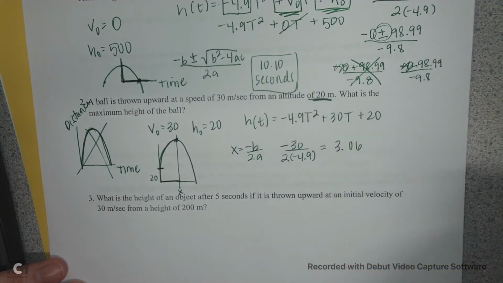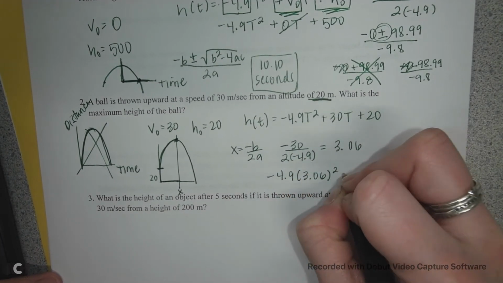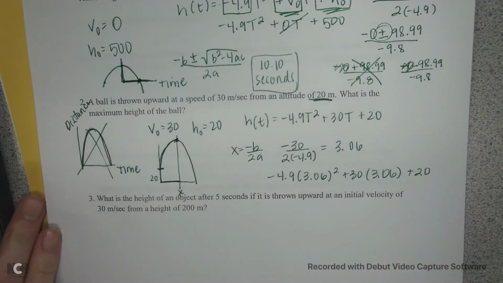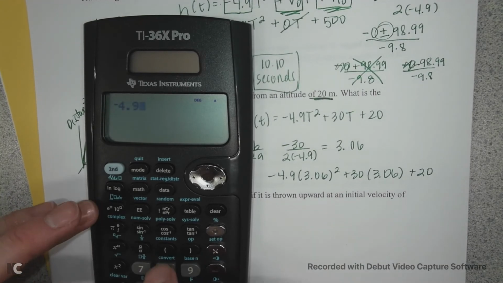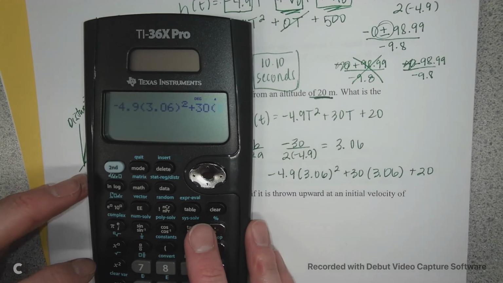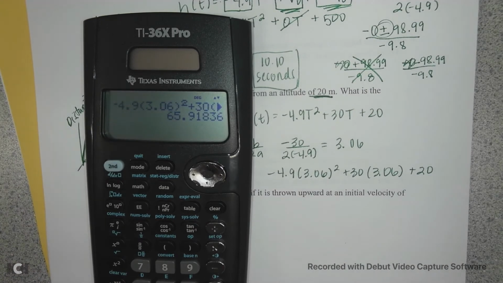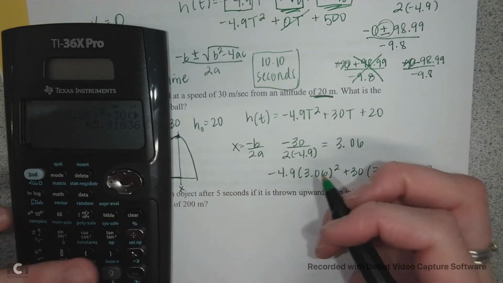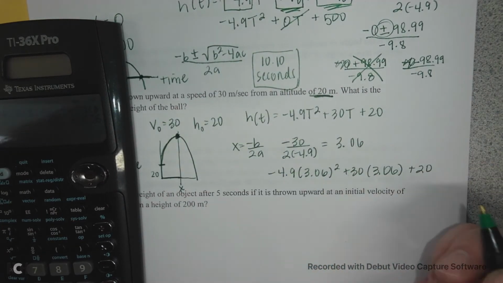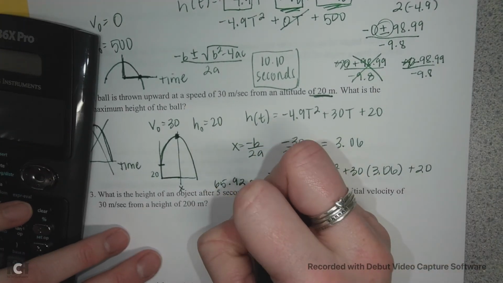Then I plug this back into my equation. So negative 4.9 times 3.06 squared plus 30 times 3.06 plus 20. So I put that in the calculator. Okay, so for my ordered pair, my x value is 3.06, and my y value, my height, is 65.92 meters.